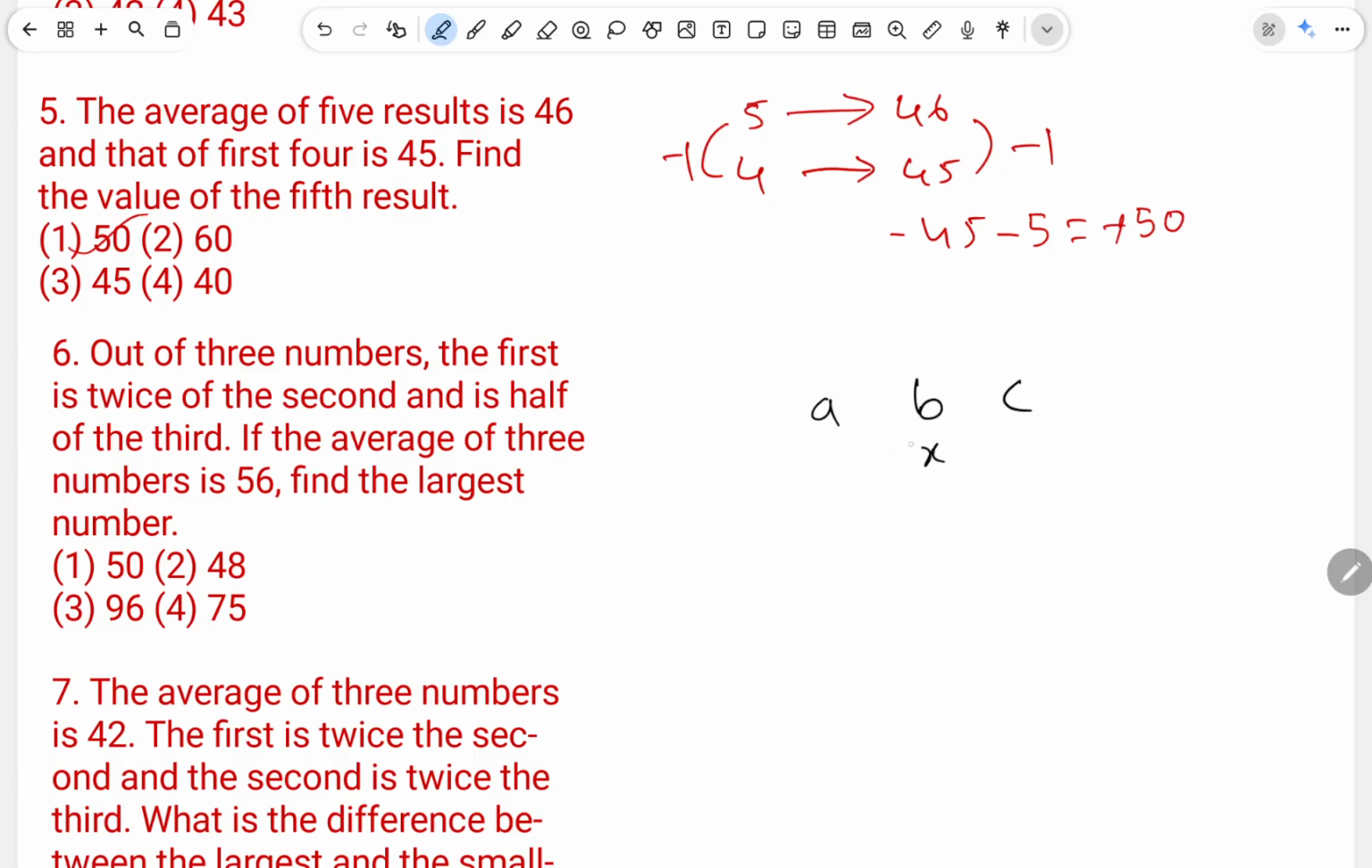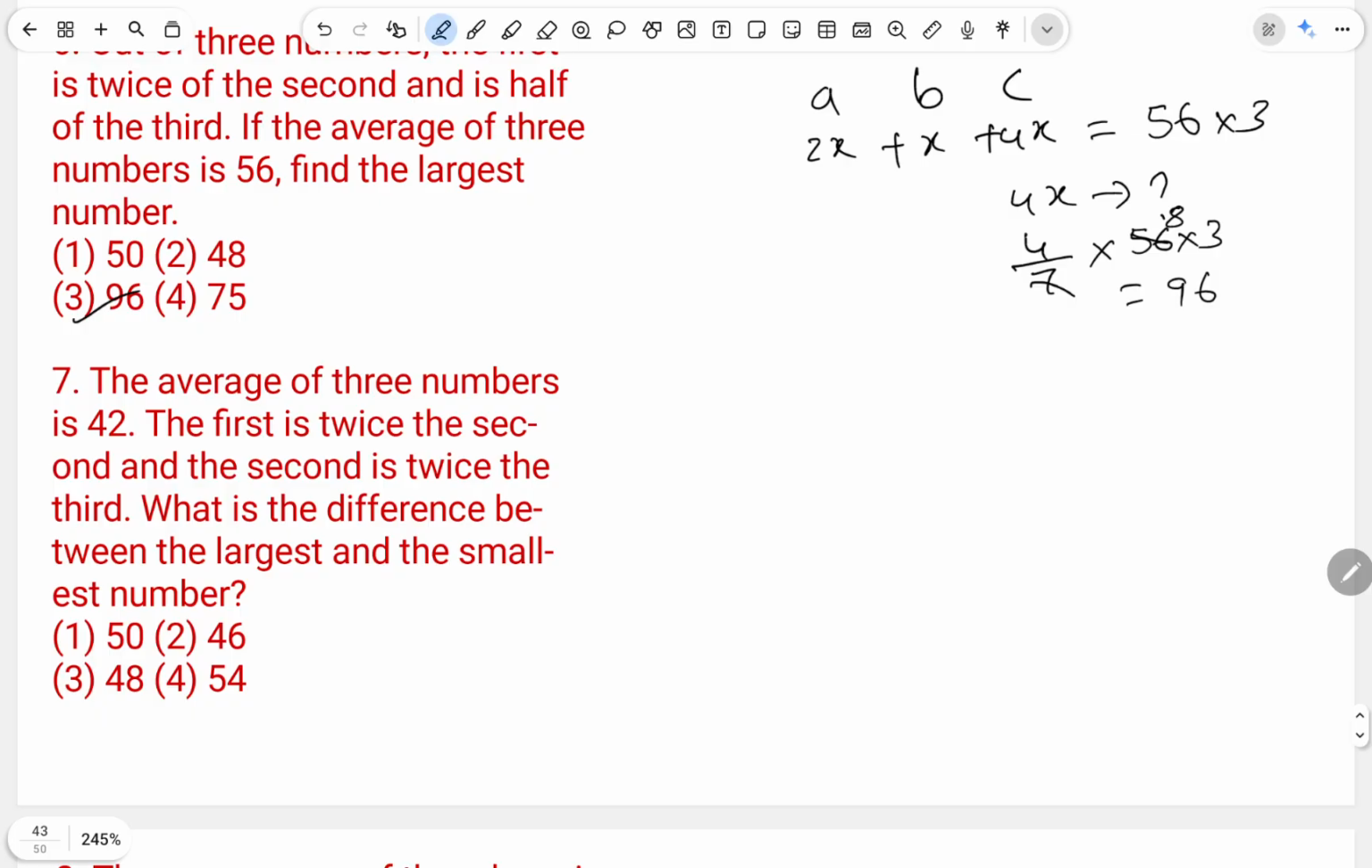So B compared to second, A is twice, 2X, and this A is half of the last one. So C must be 4X. If the average of 3 numbers is 56, it means if I add them and divide by 3, it will give 56. So I transpose 3 to the right hand side, it becomes into 3. Find the largest number. Largest number among these will be 4x. 7x is 56 into 3. Then 4x will be 4 by 7 into 56 into 3. So it is equal to 96.